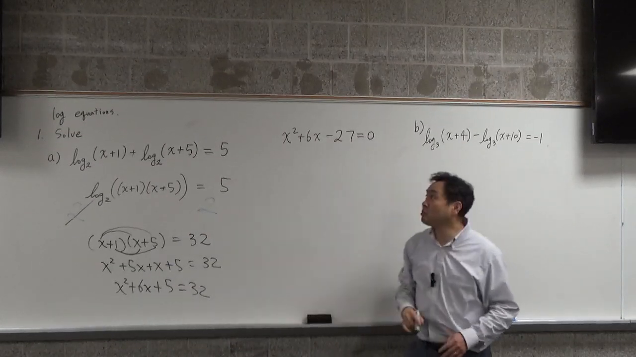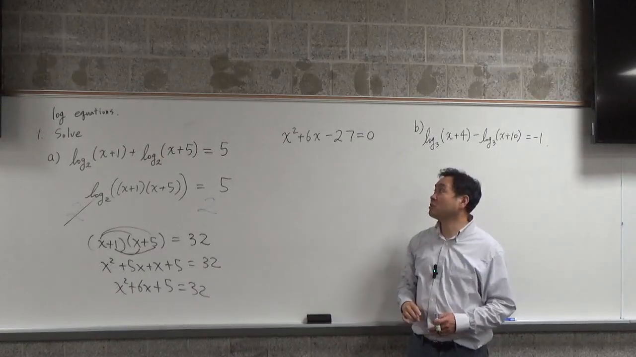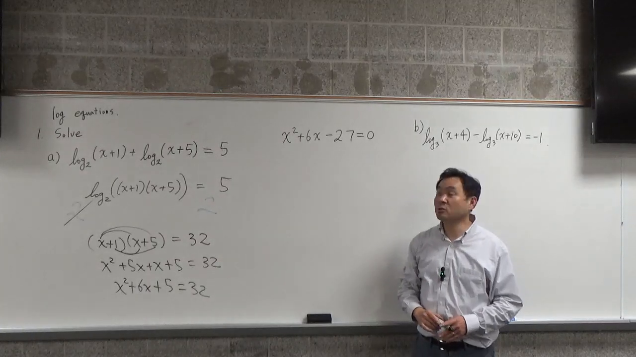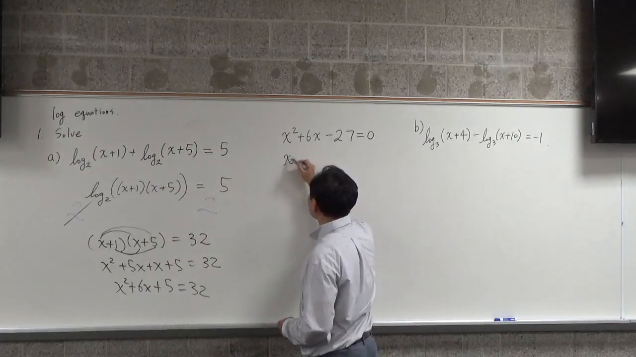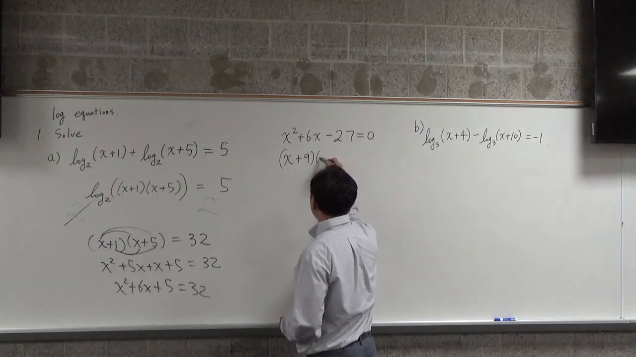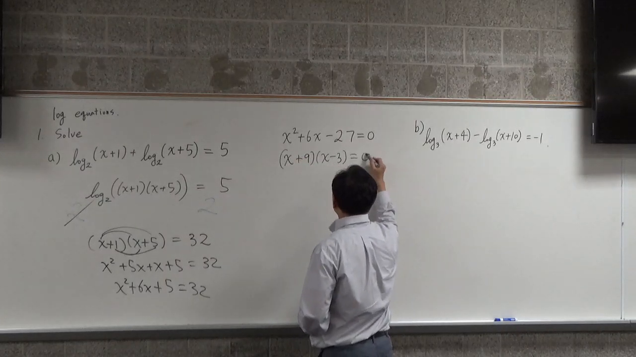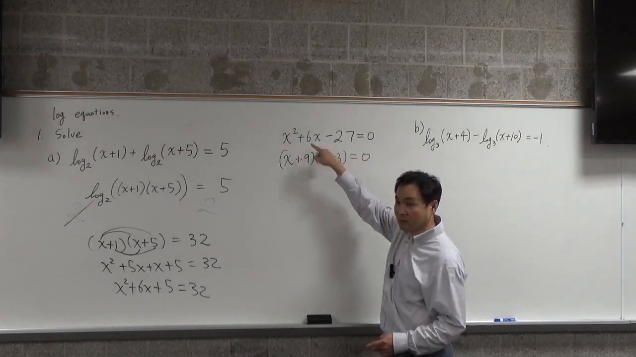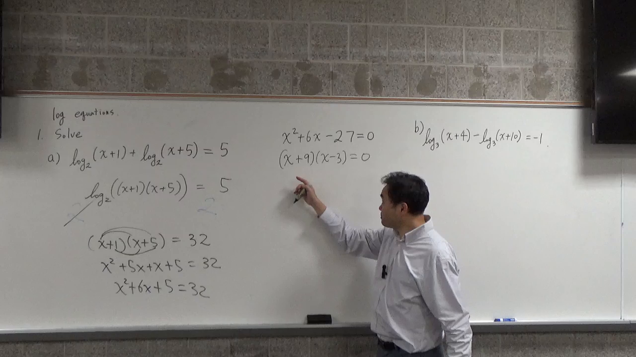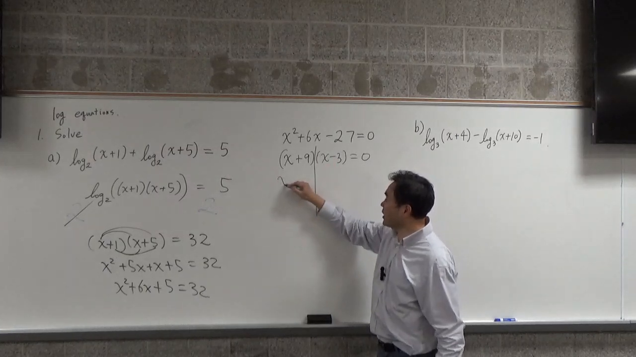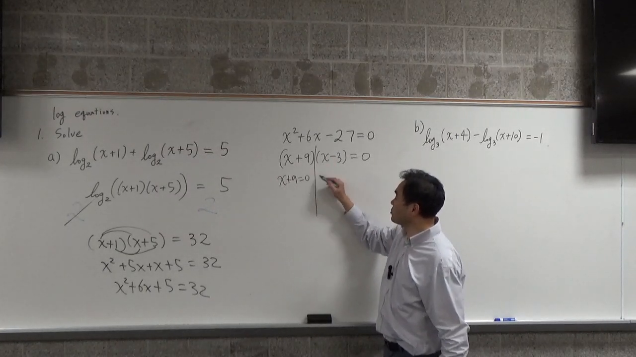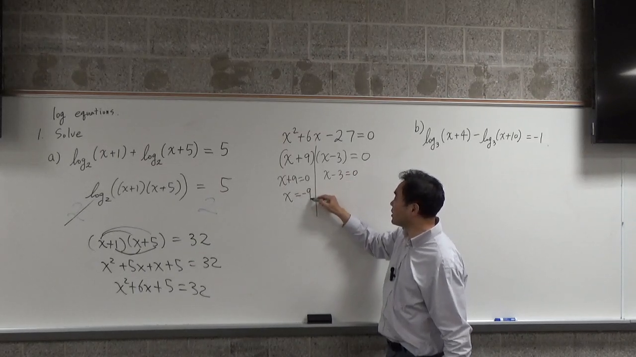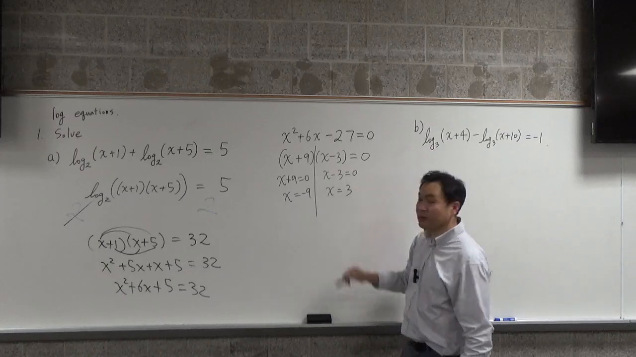Now think of two numbers that multiply to negative 27 and add up to 6. What are those two numbers? Negative 3 and 9, yes. So you have x plus 9 times x minus 3. Because 9 times negative 3 is negative 27. 9 plus negative 3 is 6. And then we solve this to get x plus 9 equal to 0, x minus 3 equal to 0. We get x equals negative 9, x equals 3.